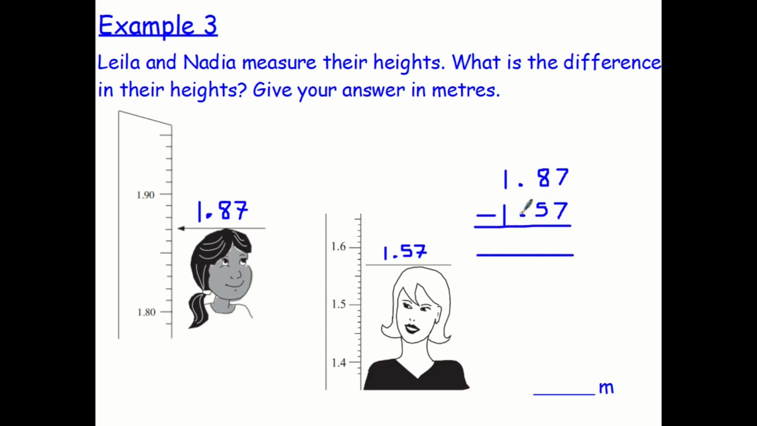Start on the right hand side, read from top to bottom. 7 take away 7 is 0. 8 take away 5 is 3. And 1 take away 1 is 0. So 0.30 of a metre, which is 30 centimetres. Do look out in questions if they ask you to give your answer in different units. Here it's the same unit as you can see on the rulers there, but just look on the answer line and make sure it's the unit that you are working in. So 0.3 of a metre or 30 centimetres.